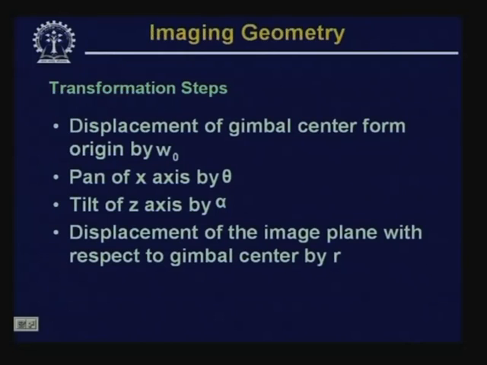So, what are the transformation steps that we need in this particular case? The first step is we assume that the image coordinate system and the 3D world coordinate system are perfectly aligned. From this we displace the gimbal center from the origin by the vector W naught, and after that we pan along the x axis by an angle theta, followed by a tilt of the z axis by angle alpha, which will be followed by the final displacement of the image plane with respect to the gimbal center by the vector r. So, we have four different transformation steps which are to be applied one after another, and these transformation steps will give you the transformed coordinate of the 3D world point W. So, let us see how this transformation is to be applied one after another.